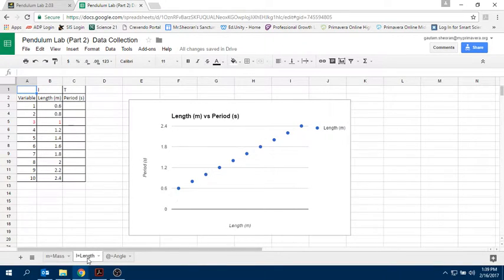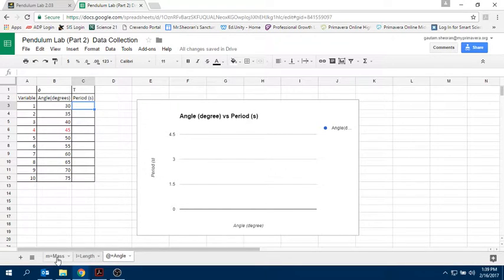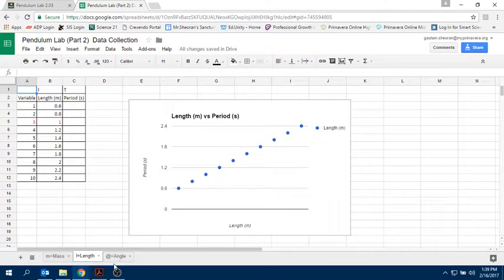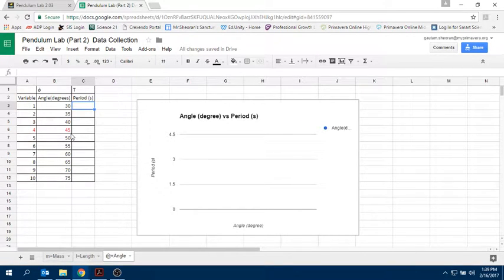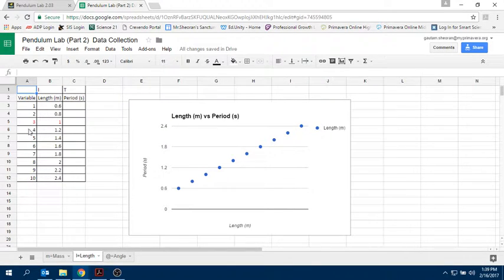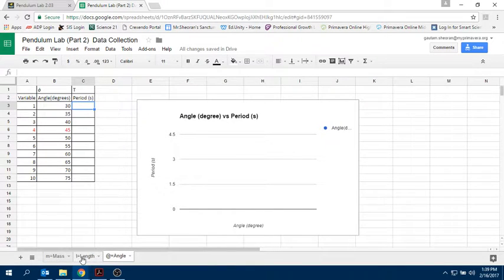So we're going to make sure that we know the proper techniques. I also want you to note that there's one number I've highlighted in each of the data tables in red. That number is the default number. So as we alter mass, that number in red has to stay constant. So as I alter mass, then the length has to be 1, the angle needs to be 45.